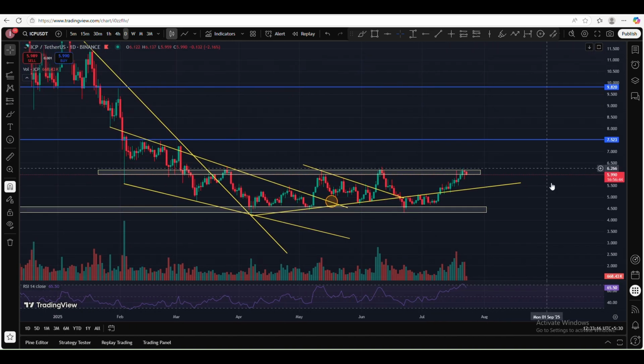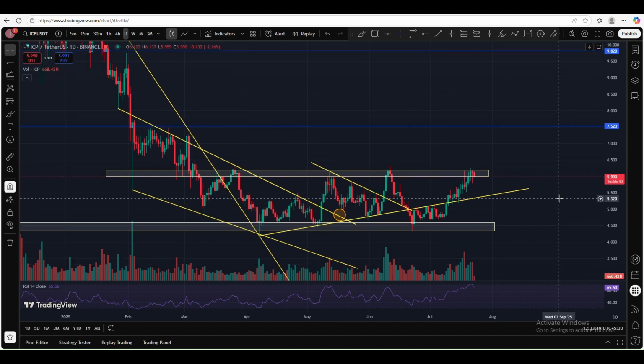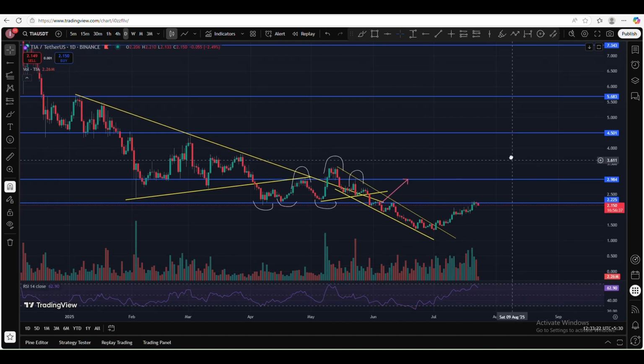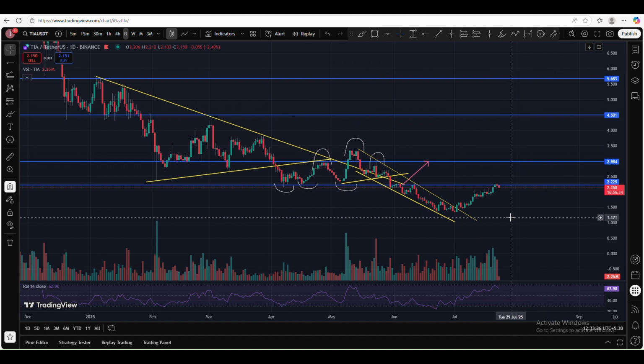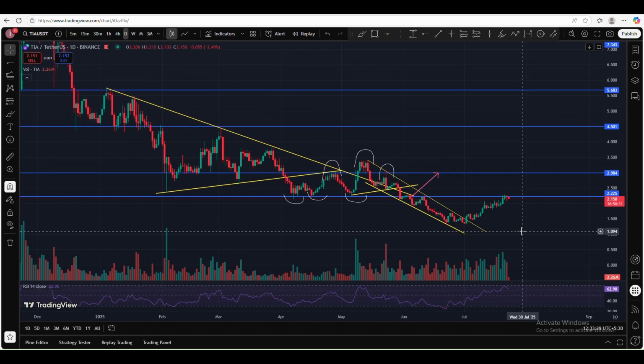ICP, trading opportunity. So TIA coin, there is no trading opportunity.